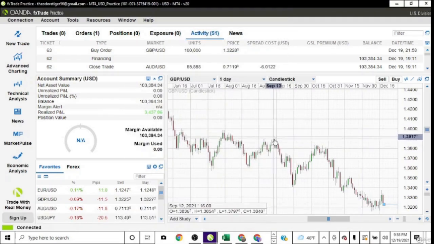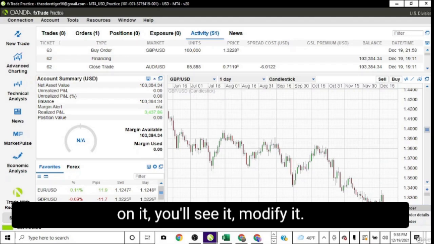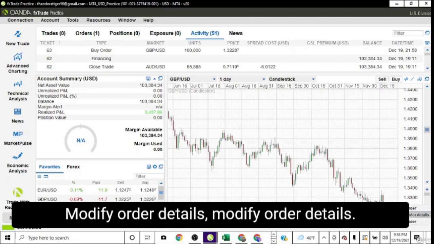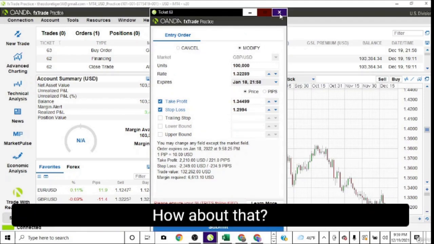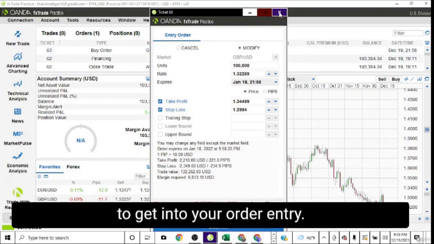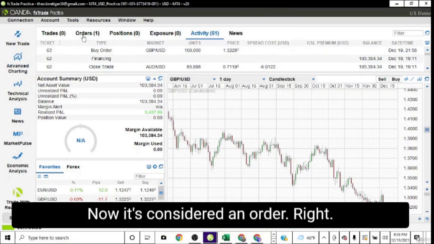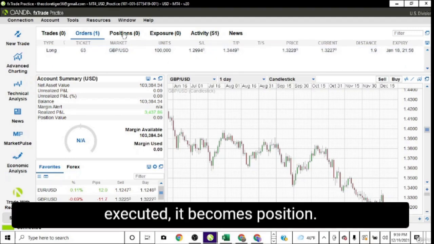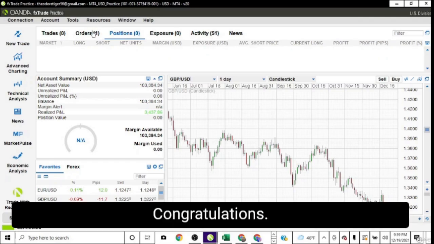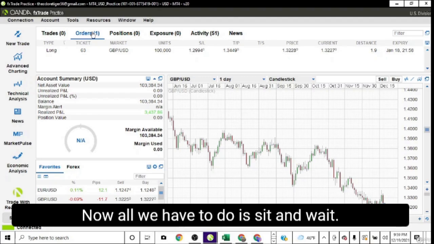What just happened? We just placed an order. And we can see this little blue deal right here. And then you tap on it, you'll see it. Modify, it gives you the chance to cancel it, modify order details. We can tap on it, and it just popped our order up. How about that? So there's more than one way to get into your order entry. You should see it also right here in the ticket position. Now it's considered an order, right? So if you tap here, you'll see it. Once this order gets executed, it becomes a position. Congratulations. You just made an order. You just made a trade. Now all we have to do is sit and wait.